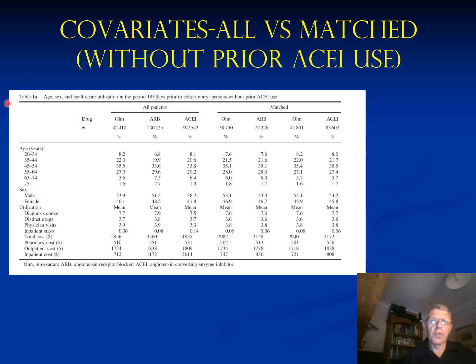This is the first table from the paper, and what the authors are doing is providing background information to help the reader to navigate the results. We have two parts to this table. We have all patients and matched patients, and we have the three different drug groups. You can see that in the matched group, the sample sizes are slightly smaller. 42,410 here, 38,750 here. And that's because of the propensity matching. We can see the distribution of variables in terms of, for example, physician stays. There's some variability here, but after matching, there's very little variability. So overall for the matched groups there's very little variability on these variables which could affect the outcome.